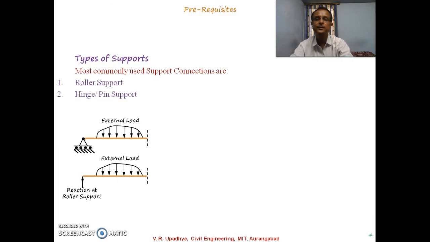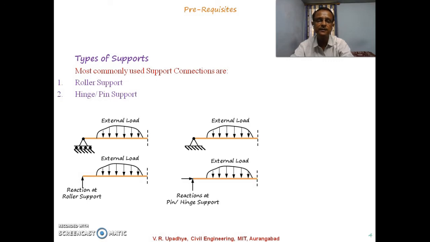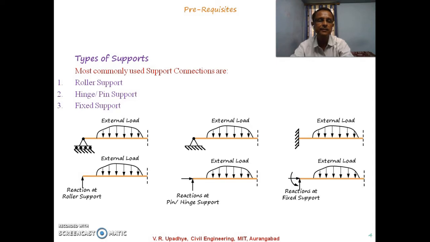Another type of support we have discussed was hinge or pin support. The symbol used is something as shown in this particular diagram, and in case of hinge support we will be having two reaction components, horizontal reaction as well as vertical reaction. In case of third type of support, which is called fixed support, the symbol used is as shown in this diagram, and the number of reactions getting developed will be three reaction components. One will be horizontal reaction, the second will be vertical reaction component, as well as there will be a moment as a reaction getting developed.